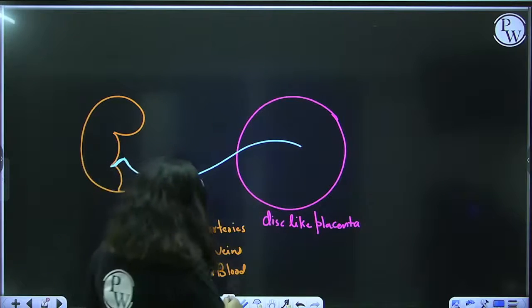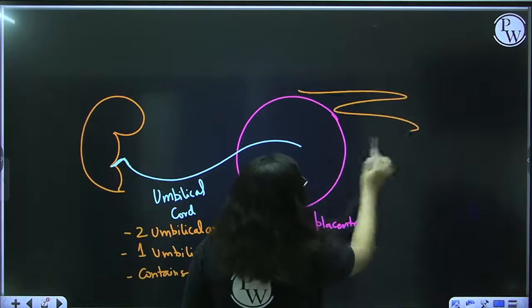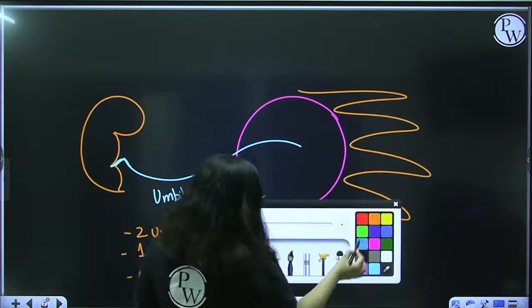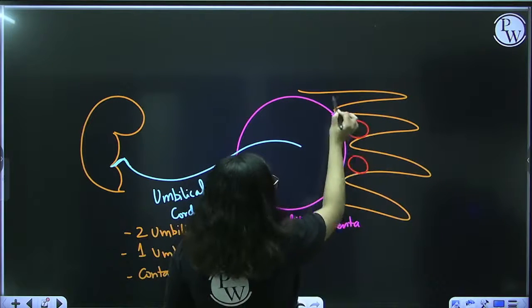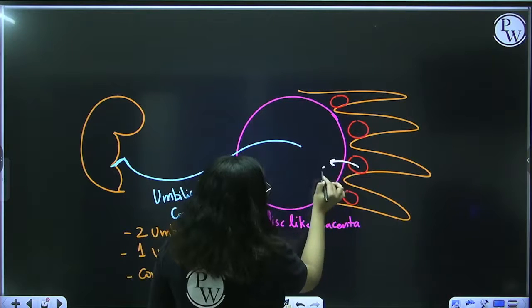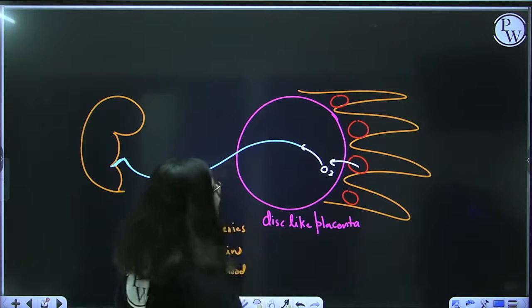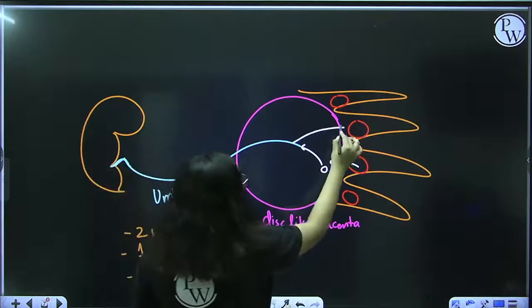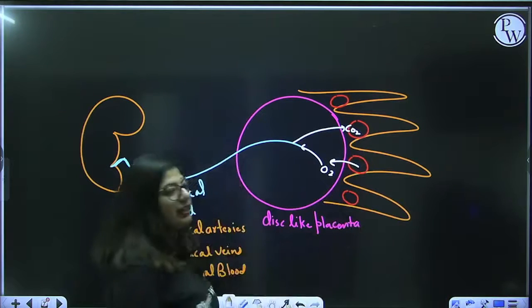For example, this is the uterine tissue. Here the mother's blood vessels are present. Okay. So blood vessels are opening here. Imagine from the blood vessel we are taking oxygen. So this oxygen will go inside here and it will take the CO2. This is how the exchange will take place.